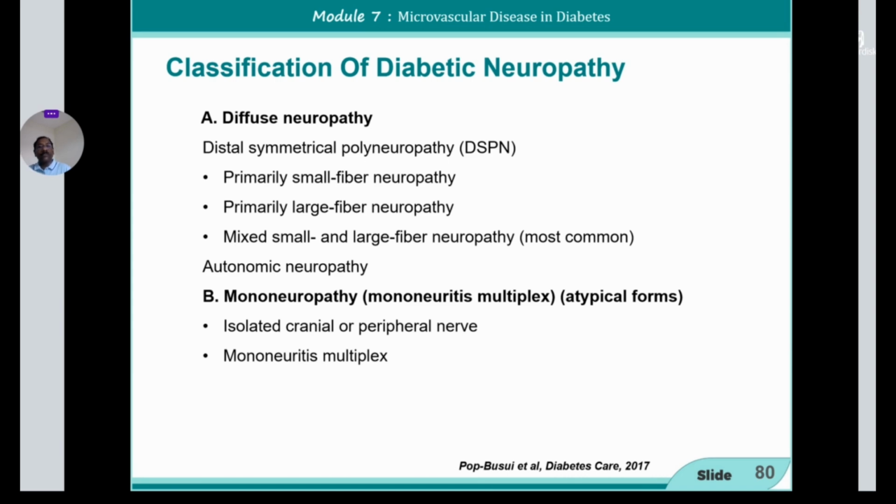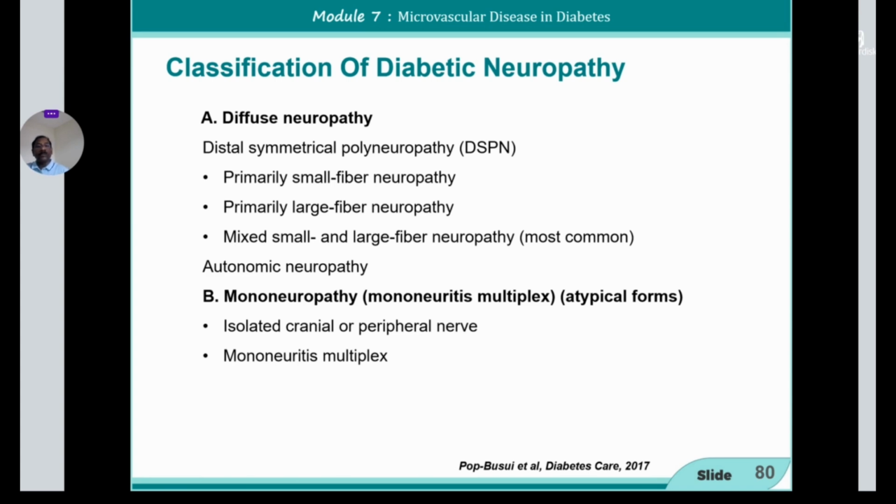Most of the time, it is a mixed one, like your diabetic foot. The diabetic foot is a mixture of vasculopathy, neuropathy, and infection. In some people the vasculopathy dominates, in some people the neuropathy dominates. In the same way, in distal symmetrical polyneuropathy, some people may have small fiber neuropathy to about 20 to 30%, and about 70% large fiber neuropathy, or vice versa.